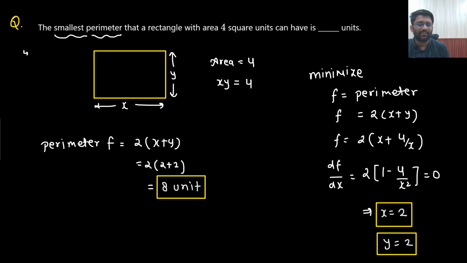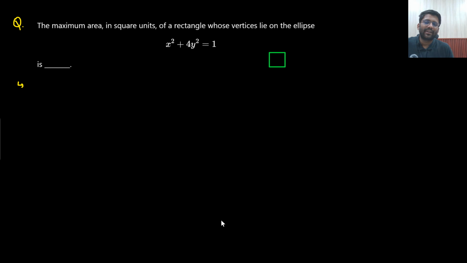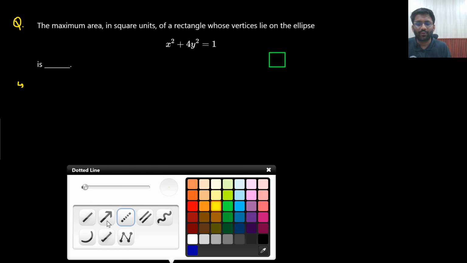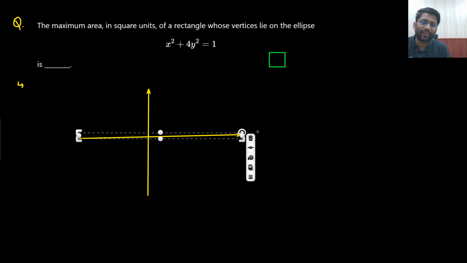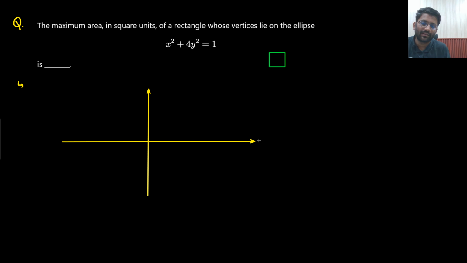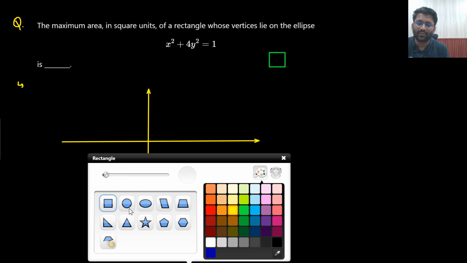Okay. Very simple question. Let's do this one. The maximum area in square units of a rectangle whose vertices are on the ellipse. This is a good question actually. So can you draw this ellipse? Draw it on your own. You need to draw this ellipse. This is how the ellipse would look like.